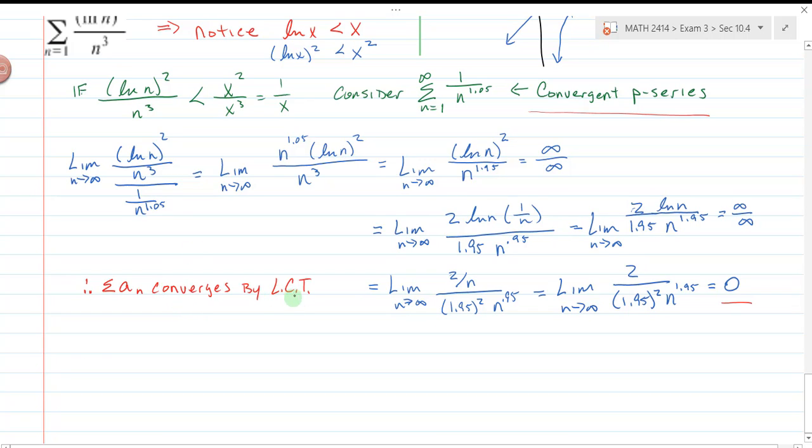And I don't mind you using these abbreviations for limit comparison test. We don't want to write out all those words, right? Well, this wraps up section 10.4.